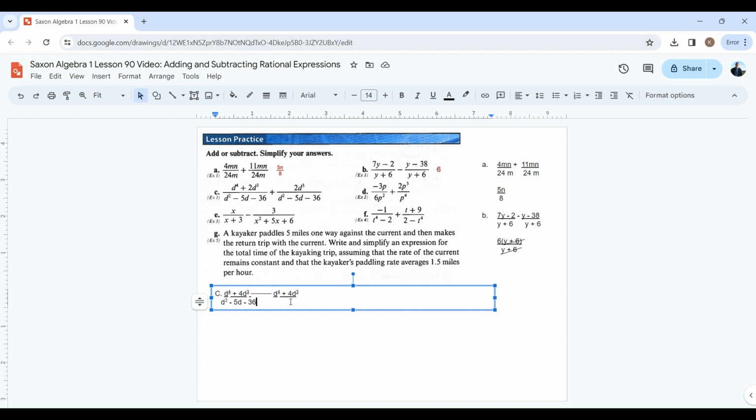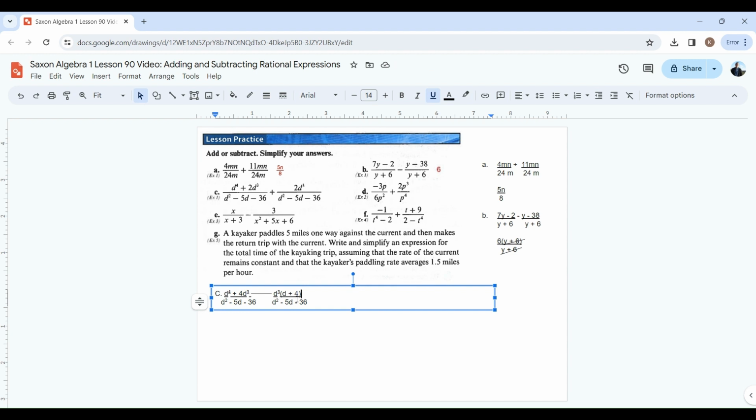First thing I notice on the top is I can factor out d cubed. So if I factor out a d cubed and put d cubed in front, that means I have to take a d cubed out of each of the terms. So instead of d to the fourth, this is going to be d. And instead of 4d cubed, this is just going to be 4. So on top of my fraction, I have d cubed times d plus 4.